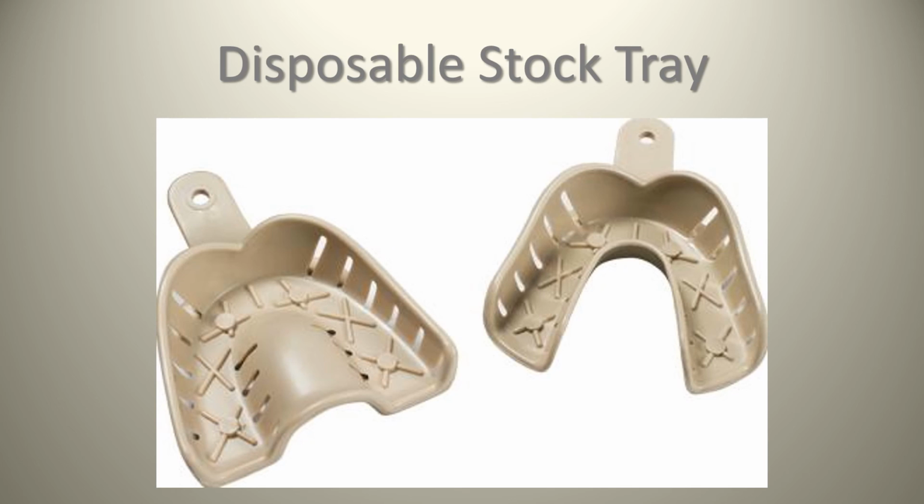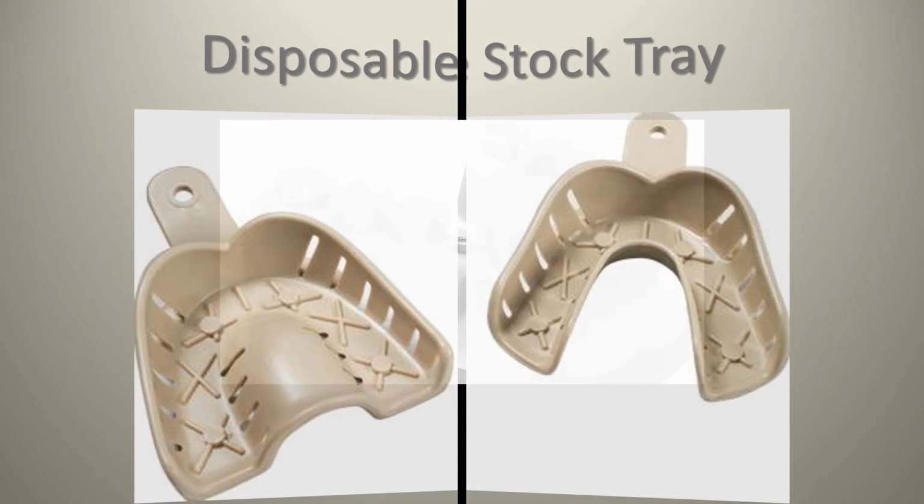Some offices like using Impregum. Internationally, if you're using other things, like hopefully you're not using the polyethers or the polysulfides, but if you want to try a VPS, it's a great material to use. Just make sure you use the right adhesive, whether you're using a stock tray or a custom tray. So more or less, that's the technique.